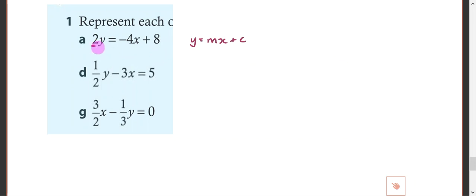So the other option is to divide it by 2, right? And if 2 y's are that, well, 1 y must be half of all of that, which is only negative 2x and only plus 4. So that's the first thing. Okay.